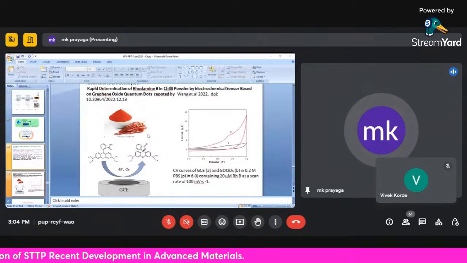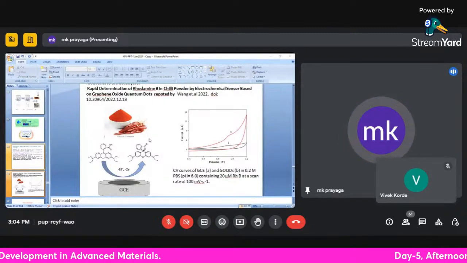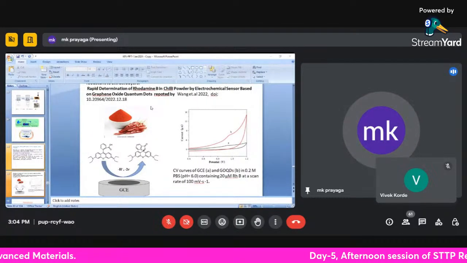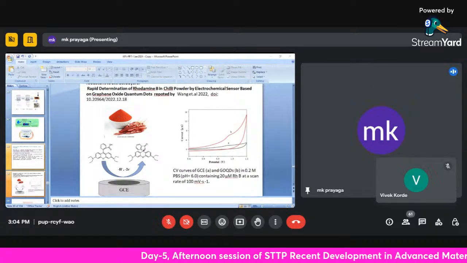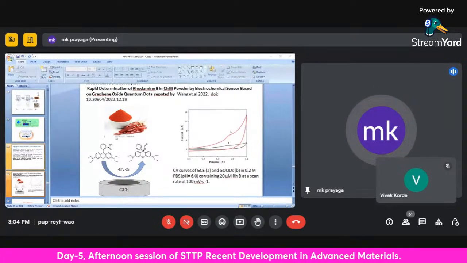This is again your day-to-day consumption food, and how that will be adulterated. This is rhodamine B. Rhodamine B is one of the adulterants in chili powder. This is carcinogenic, so that can be detected.